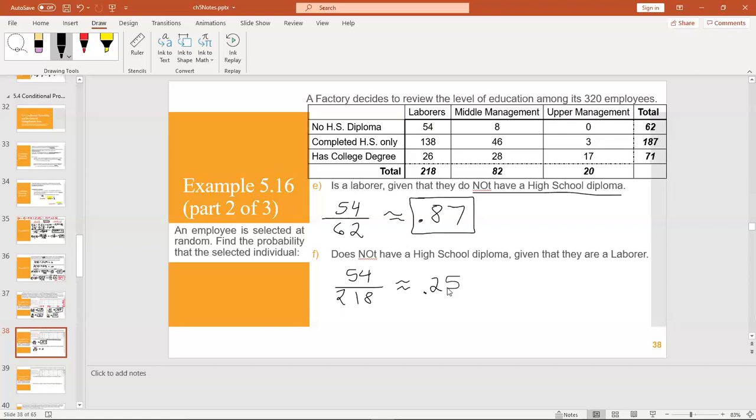So your assumptions make a big difference in the outcome. If you know that the person doesn't have a high school diploma, it's very likely that you will pick someone who is a laborer. If you know someone is a laborer, though, that does not necessarily guarantee that they do not have a high school diploma. There are quite a few other laborers who do have either high school or college degrees.